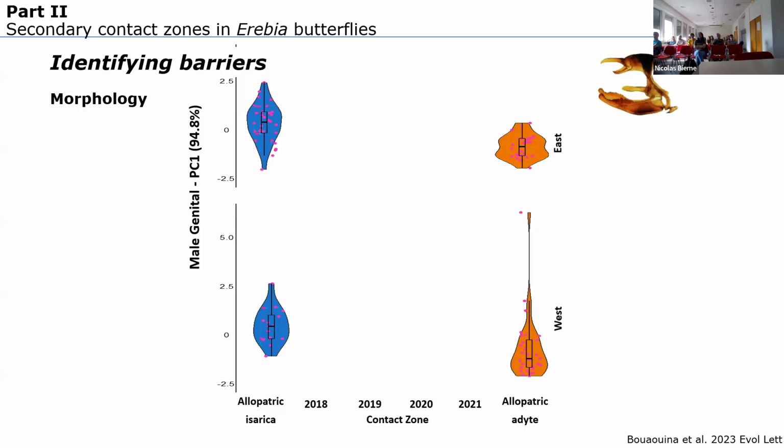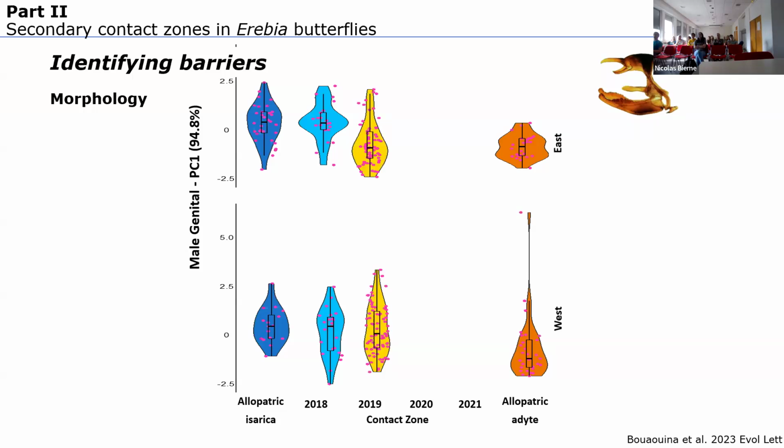What I haven't shown you yet are the contact zones. Back then, in 2018, when we went out and looked at morphology, we only got individuals that looked like this, the Isarica subspecies. And we were like, the contact zone is gone. But then we decided to go back the year after, and we saw something even weirder. We saw a phenotypic shift from something that looks like Isarica to something that looks like Adita. And in the other contact zone, we found actually both phenotypes.